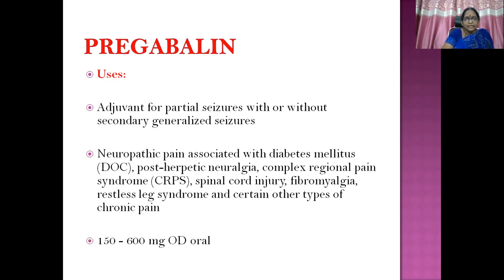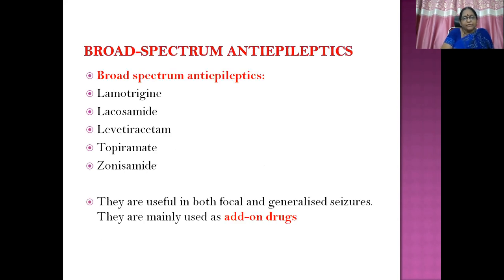Then indications, adjuvant for partial seizures without secondary generalization, and neuropathic pains like diabetes mellitus, post-herpetic neuralgia, and apart from that, this molecule is also used in complex regional pain syndrome, and spinal cord injury, and then fibromyalgia. This is a specific indication for this molecule, and restless leg syndrome. Both the ways for both the molecules it is used, and dose to be used is 150 to 600 mg OD orally.